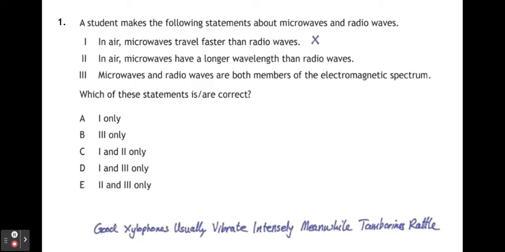So from that, I can remember that microwaves actually have a shorter wavelength than radio waves. So second statement is also not true. The third statement, microwaves and radio waves are both members of the electromagnetic spectrum. Well, that is true. So the correct answer is B. Statement number 3 only is true.